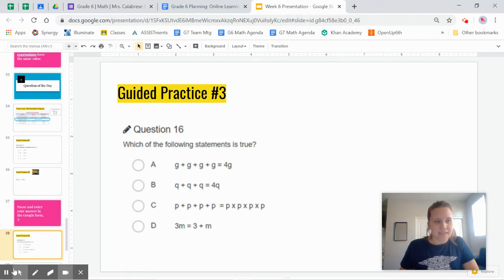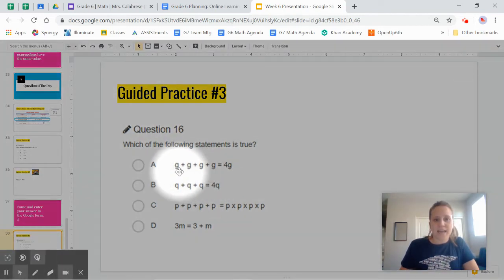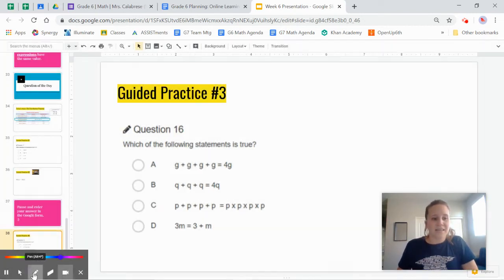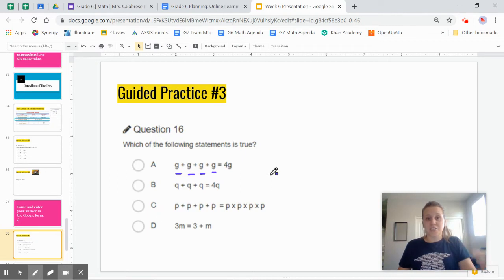So looking at A, let's walk through this one. I see G plus G plus G plus G equals 4G. Thumbs up if you think it is true. Thumbs down if you think it is false. This one is true. You were right if you were saying it's true. That's because I have 1, 2, 3, 4 G's being added together. When I repeat addition, that's the same as multiplication. When I repeat addition 4 times, that's like multiplying by 4, right? So this says 4 times G, which is the same as G plus itself 4 times.